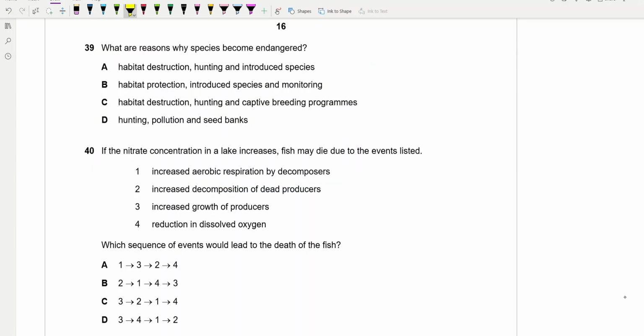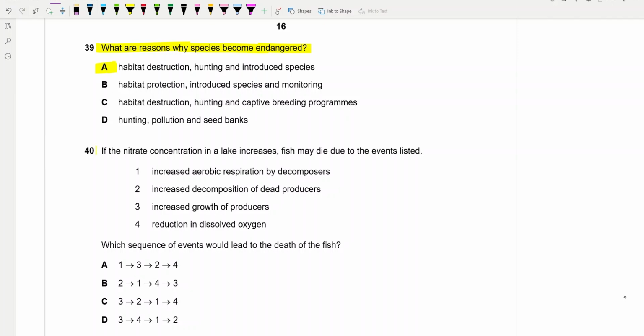Question number 39. What are reasons why species become endangered? Option A, habitat destruction, hunting, and introduced species. Option B, habitat protection, introduced species, and monitoring. Option C, habitat destruction, hunting and captive breeding programs. Option D, hunting, pollution and seed banks. So the correct answer would be option A.